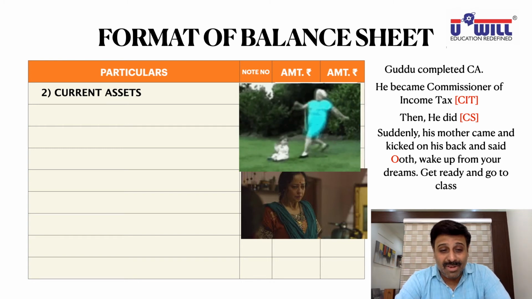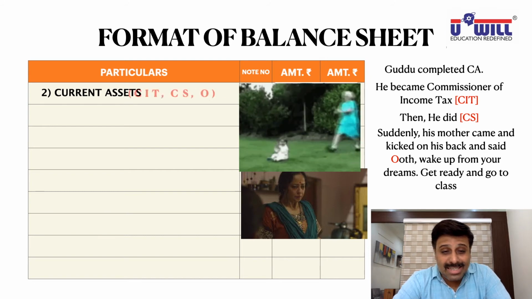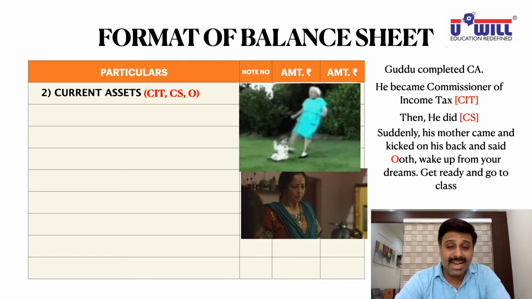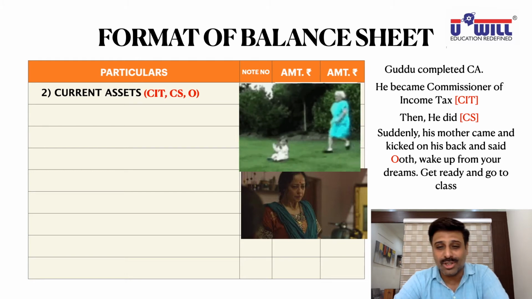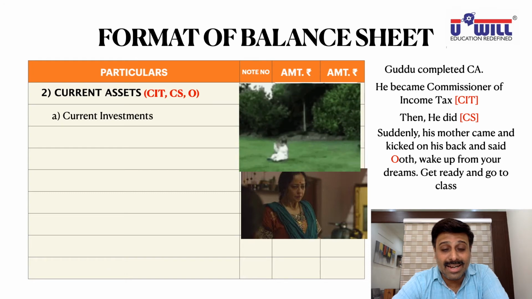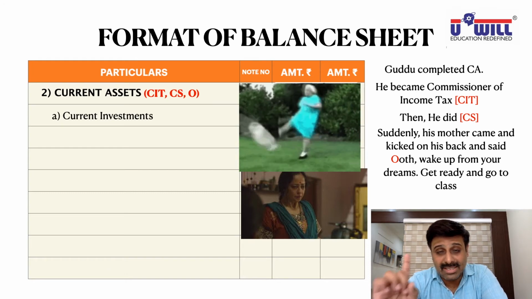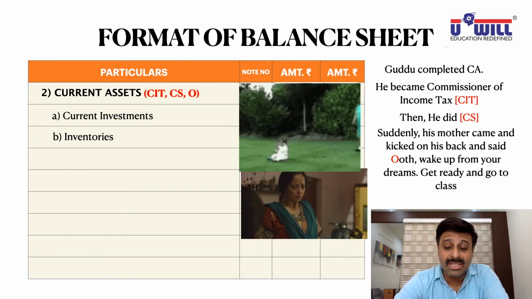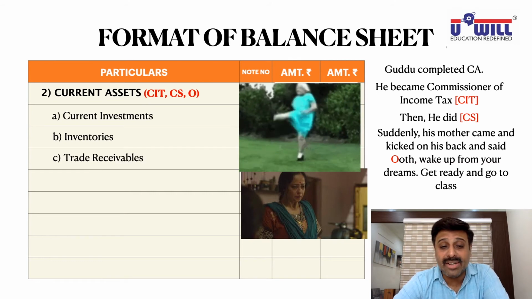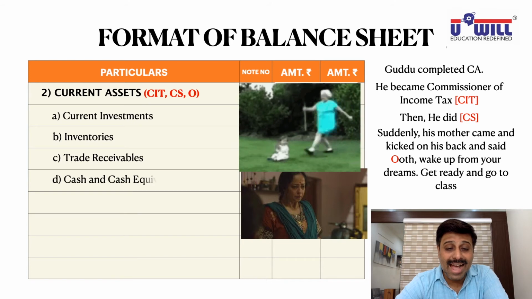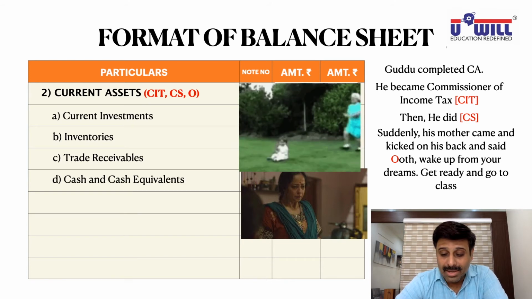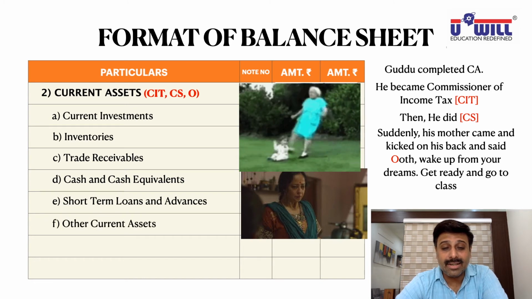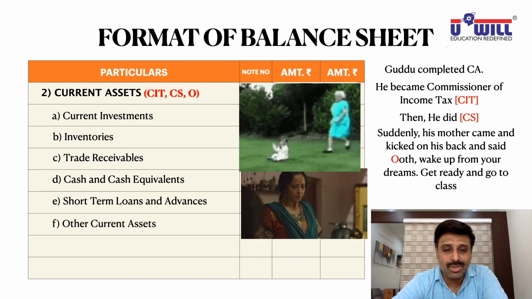So what are the things we'll remember for the shortcut of current assets? CIT, Commissioner of Income Tax, CS, and then O. These are the shortcuts you'll remember here. C, current investments. I, inventories. Inventories means stock. T, trade receivables. Again C, cash and cash equivalents. S, short-term loans and advances. And O, other current assets. You already remember by now.